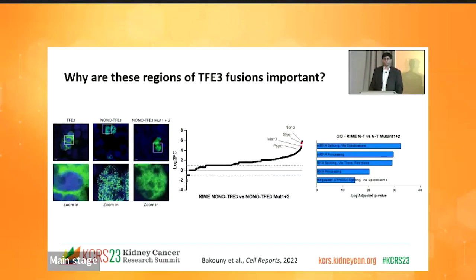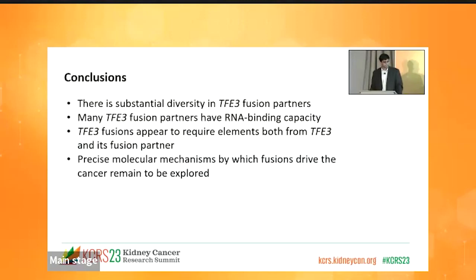And when you compare the interactomes of those mutant proteins compared to the wild-type no TFE3 fusion, there are many RNA binding protein interactions that are lost. So it's possible that there may be critical interactions that are brought in by the TFE3 fusion partner, perhaps with RNAs or RNA binding proteins that are important for conferring oncogenicity on the fusions.